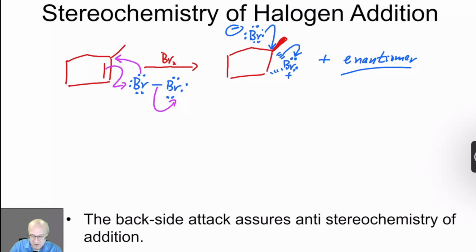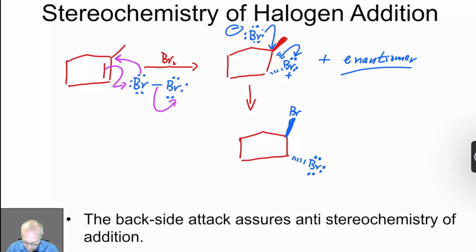So this bromine is facing down. The bromide comes in from the top. If it were the enantiomer, it would be the opposite. Let me do this. We keep the colors consistent here. And there you go, plus an enantiomer. And that's how the stereochemistry of the halogen addition or halogenation of the double bond occurs.